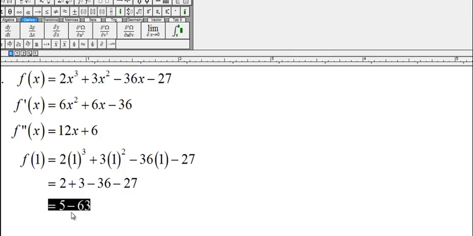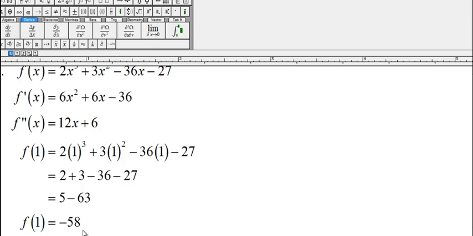and that's going to give me, excuse me, negative 58. So that tells us 1, negative 58 is a point on the graph. In fact, it's on the original graph, and it's on the tangent line too. It's on both. It is the point of tangency.